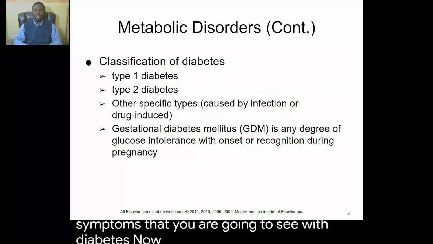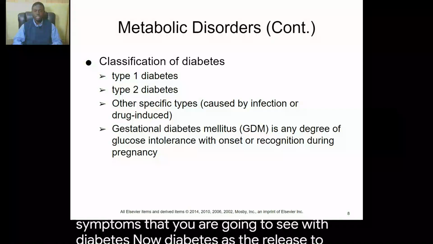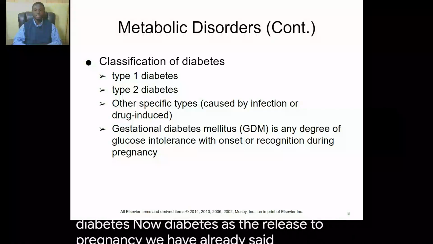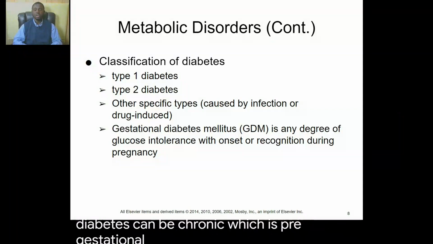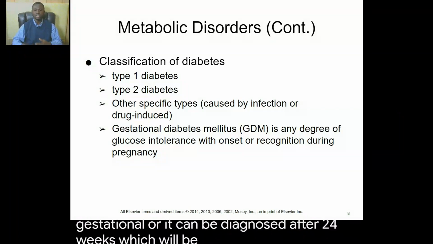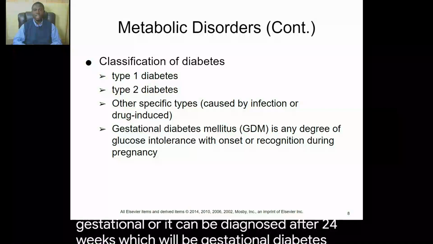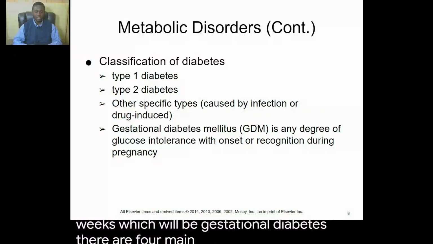Now let's classify diabetes as it relates to pregnancy. We have already said that diabetes can be chronic, which is pre-gestational, or it can be diagnosed after 24 weeks, which will be gestational diabetes. There are 4 main classifications of diabetes.